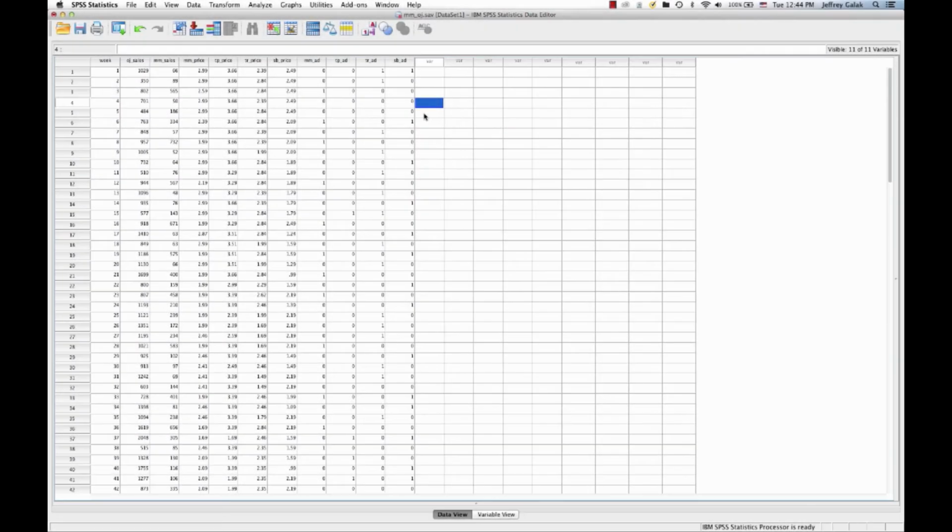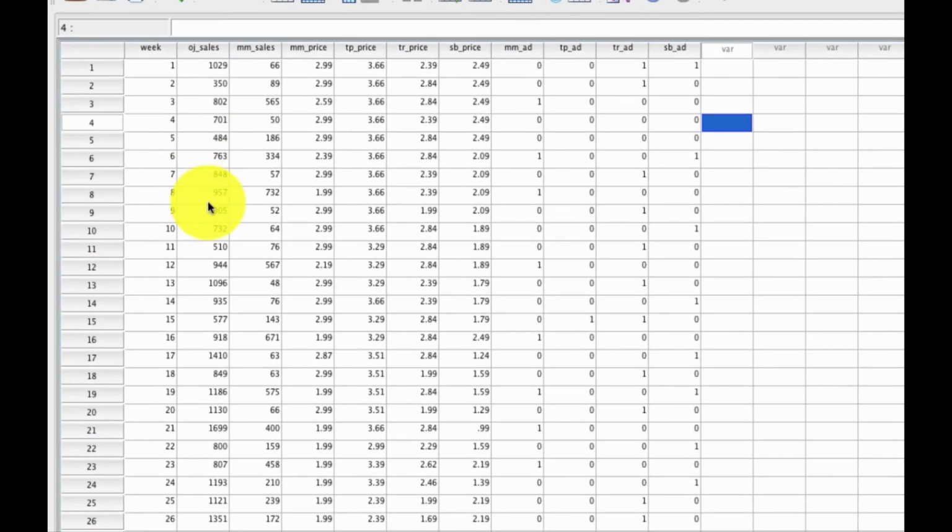So before getting into regression, we can take a look at the data set. So here we go. And we see that each row of data represents a week. We have the number of sales of orange juice in general. We have the number of sales for Minute Maid. We have the price of Minute Maid. We have the price of a competitor, Tropicana Premium, another competitor, Tropicana Regular, and another competitor, which is the store brand. We also have information, these are going to be 0-1 indicator variables, whether an advertisement was displayed for Minute Maid, Tropicana Premium, Tropicana Regular, and the store brand on that given week.